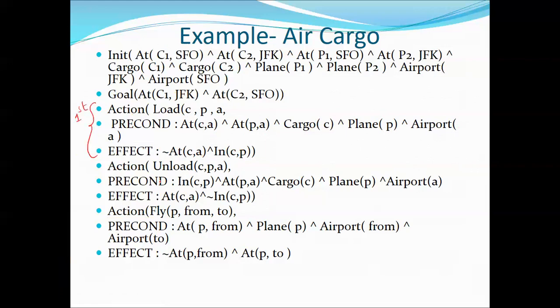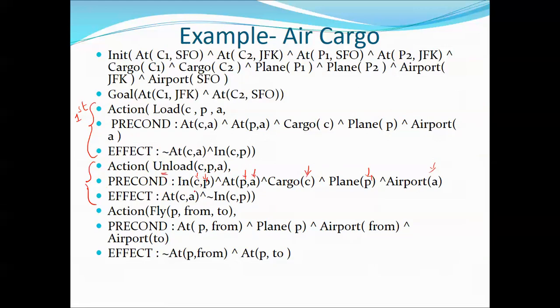After reaching the destination, we have to unload. Unload(C, P, A): unload C, the cargo, from the plane P to the airport A. For this, what should be the precondition? The cargo C should be in the plane P, the plane P should be at A, and C should be a cargo, P should be a plane, A should be an airport.